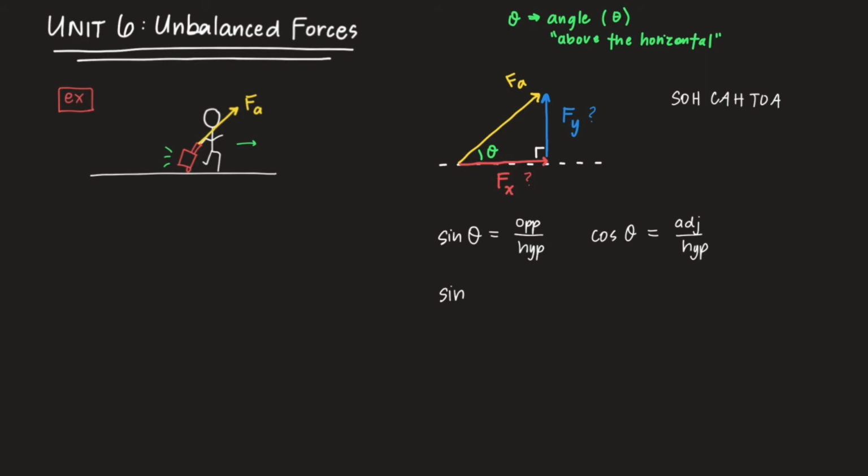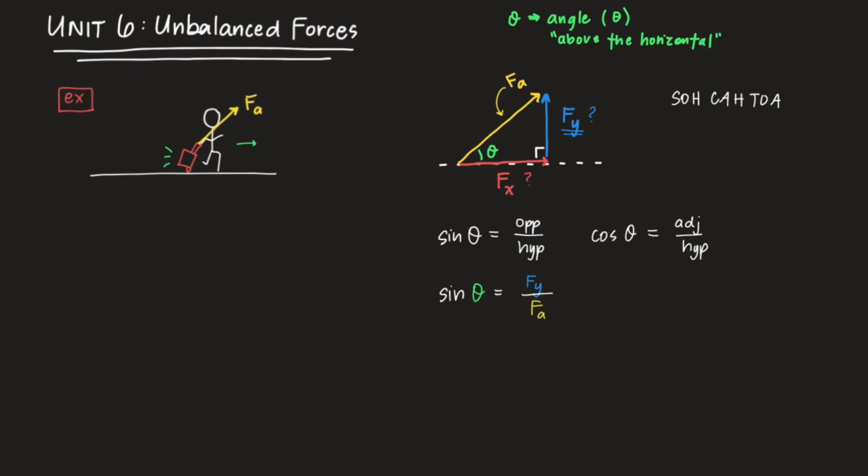So sine of my angle, my green angle, is equal to the opposite side. My opposite side here is my Fy. Opposite of the green angle is Fy. And then what's on my hypotenuse? Well, my hypotenuse is how much I'm just pulling in the first place, the applied force. So my applied force is my hypotenuse. So I have Fy divided by Fa.